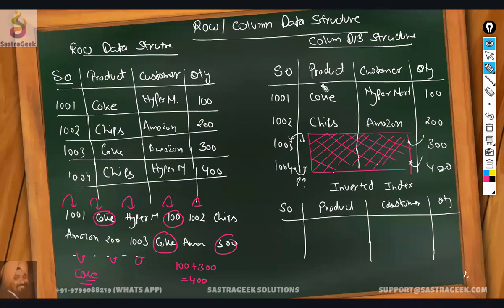What it does, it gives a pseudo number to everything. So what would the system be doing? The system would be giving a number. Coke would be assigned a numeric number 1. Chips would be assigned a numeric number 2. The same way Hypermart would be assigned another number 1. Amazon would be assigned another number 2. And this also would be assigned a number: 1, 2, 3, 4. And this also 1, 2, 3, 4.